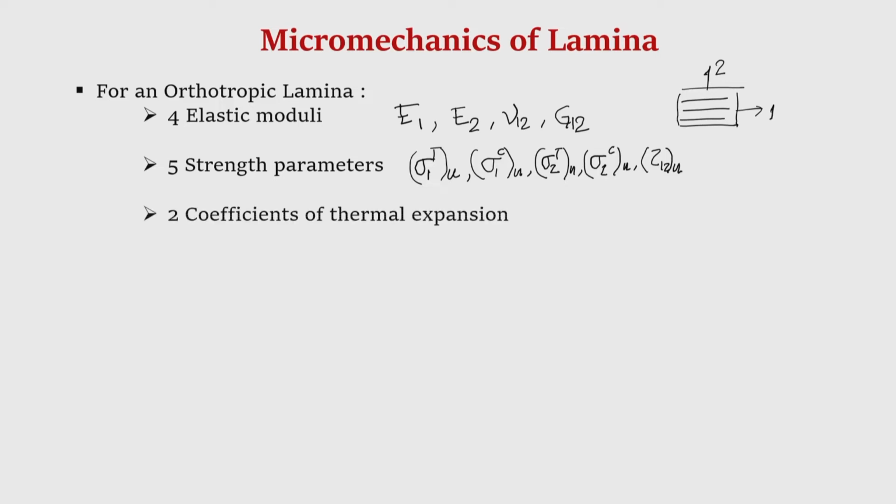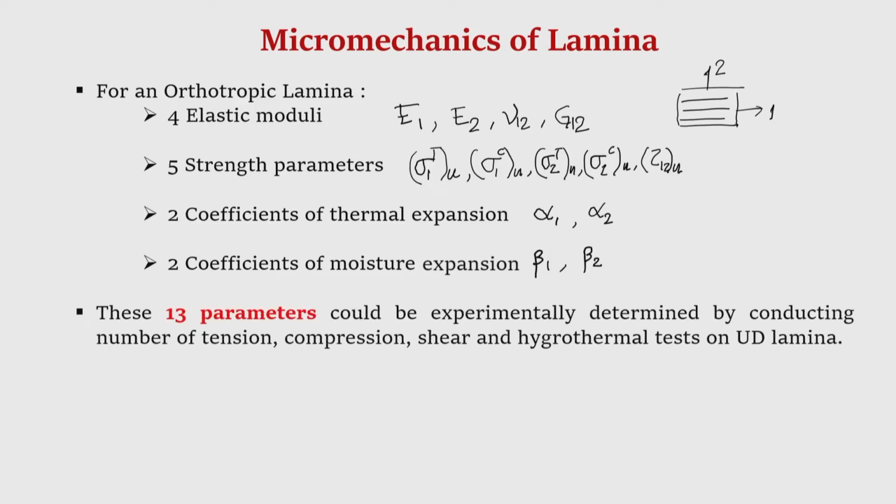Then we have 2 coefficients of thermal expansion. We have studied these in detail in the macromechanical analysis: the longitudinal coefficient of thermal expansion alpha 1 and the transverse coefficient of thermal expansion alpha 2. Then we have 2 coefficients of moisture expansion, that is beta 1, the longitudinal coefficient of moisture expansion, and beta 2, the transverse coefficient of moisture expansion. So altogether there are 13 parameters.